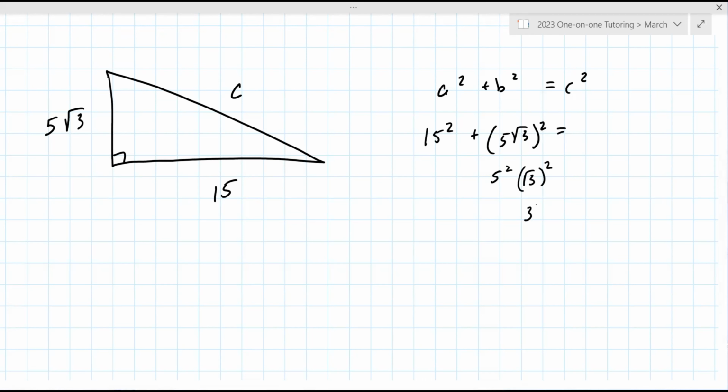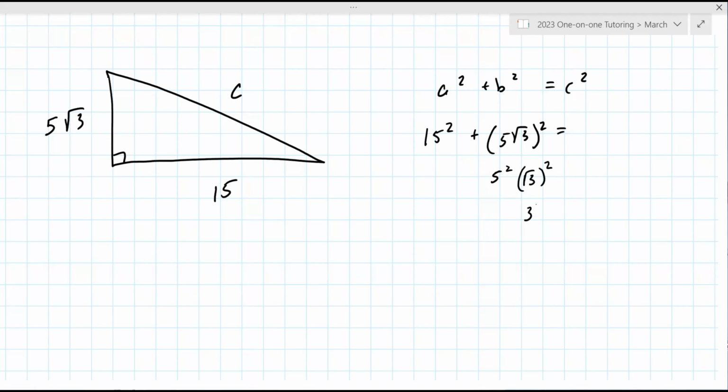Okay. So 5 squared times 3. So 25 times 3 is 75. Okay. So 15 times 75 equals... Okay. No. Yeah.